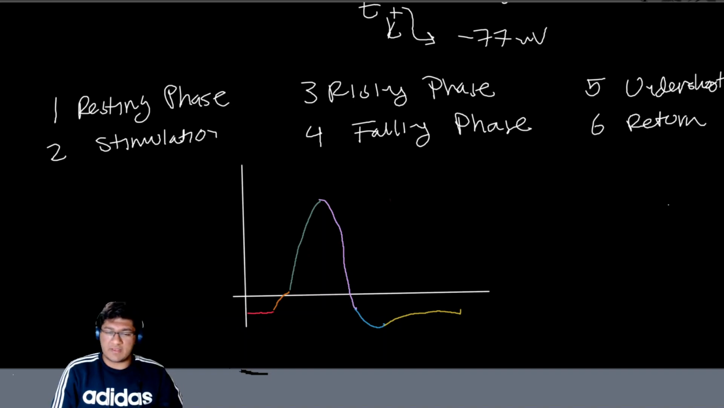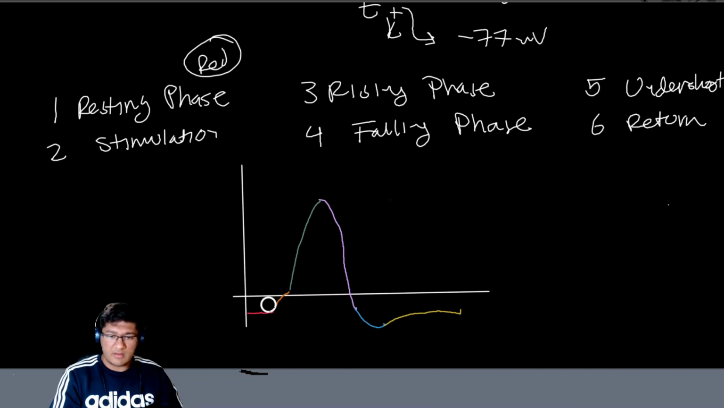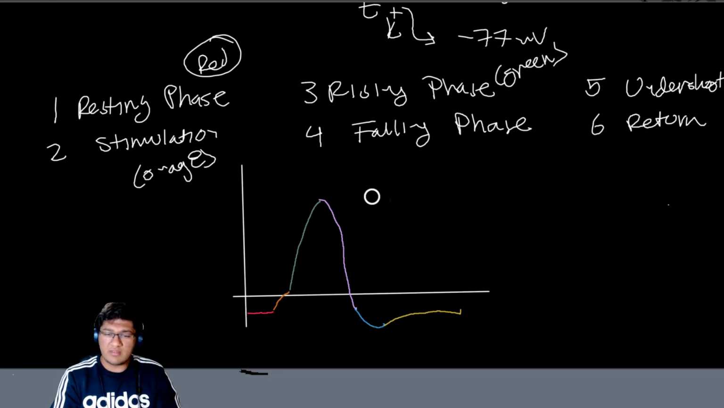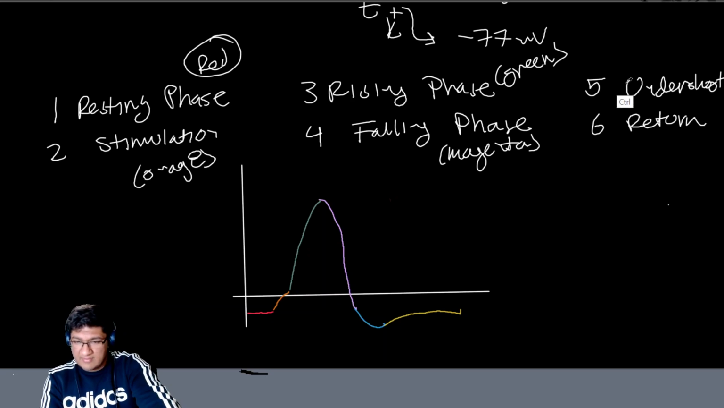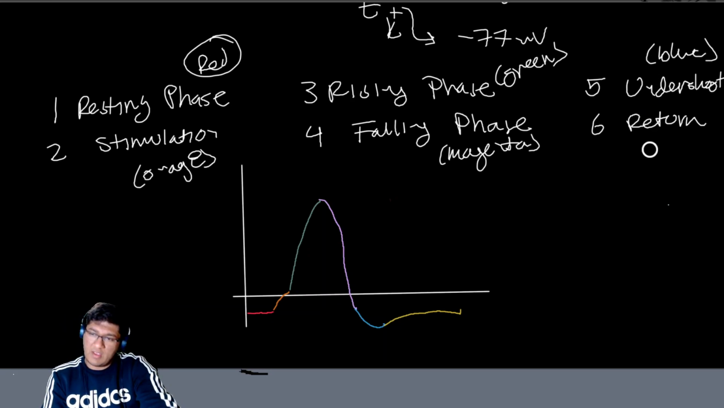Alright, hopefully you paused the video and you've taken a look at this, and we're just going to quickly go through this. This is the resting phase, in red. This is the stimulation, the current that's being produced that just slightly gives it that push to start rapidly depolarizing further. This is the orange color. Then in this green color, we have the rising phase, with those sodium ions being permeable. Then we have the falling phase in this magenta color, where potassium ions are permeable. The undershoot, where potassium ions are still permeable, is that blue color. And then finally we have the return, back towards the resting potential, which is in yellow.